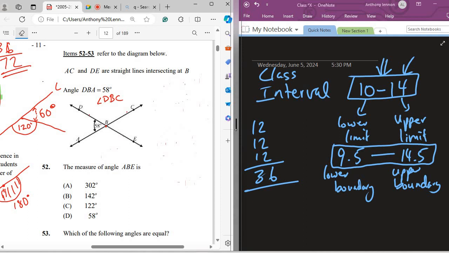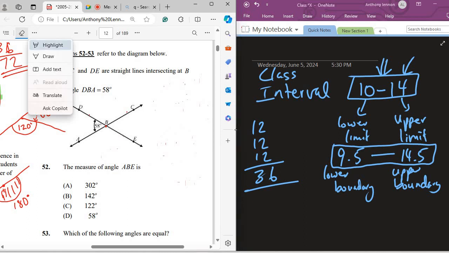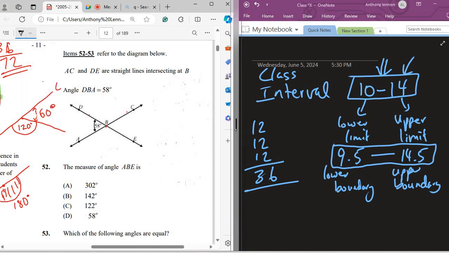And quickly in your mind, the first thing that comes to your mind is, oh, vertically opposite angles, they're equal. And you just select 58 right away. But they might not be testing you on vertically opposite angles. You see? So remember the multiple choice, they're not meant to be that straightforward. So you have to just look again.